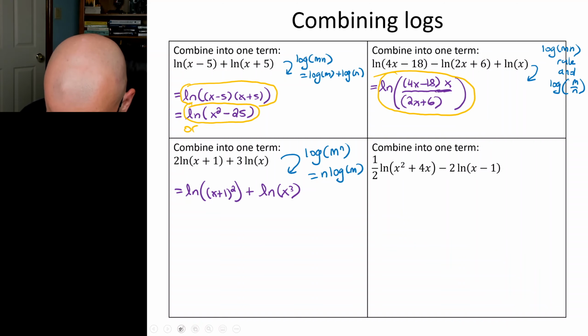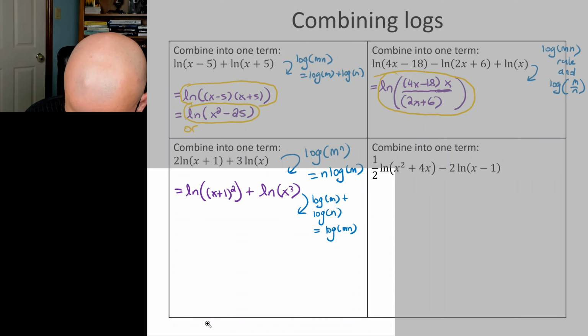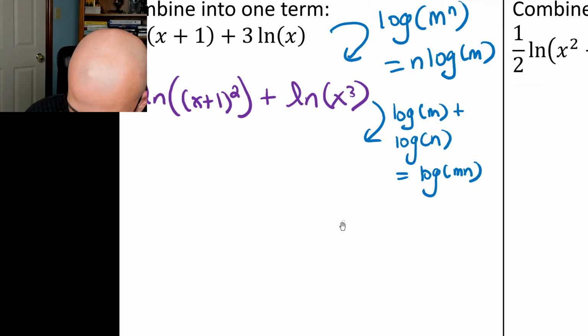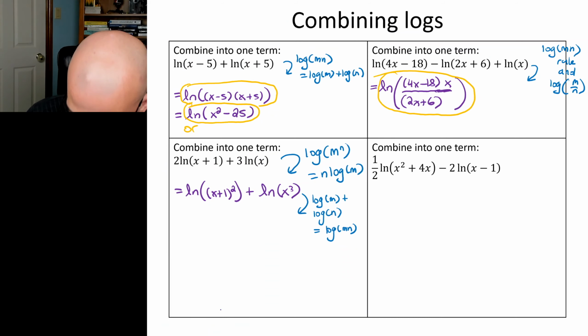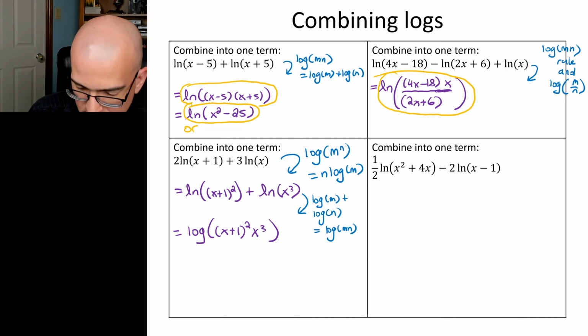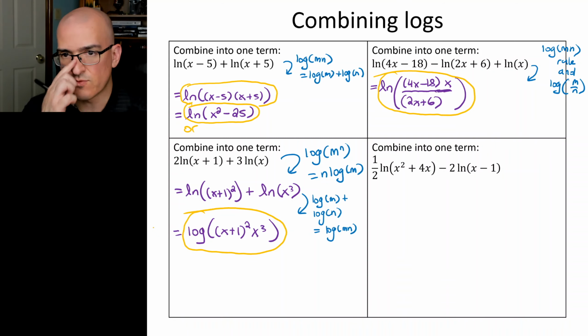Now I'm going to use the log property, log of m plus log of n is equal to log of m times n. So this is going to be the log of x plus 1 all squared times x cubed. And I'd say that's a good answer. Don't mess with it. Don't start expanding. Don't start foiling and doing weird stuff.